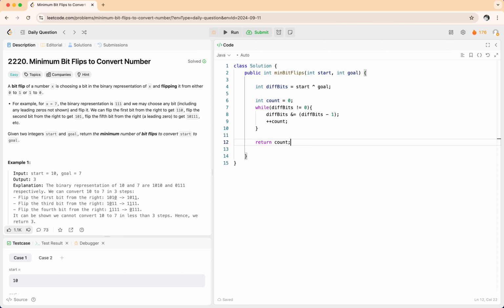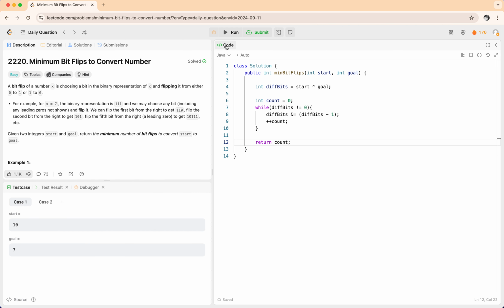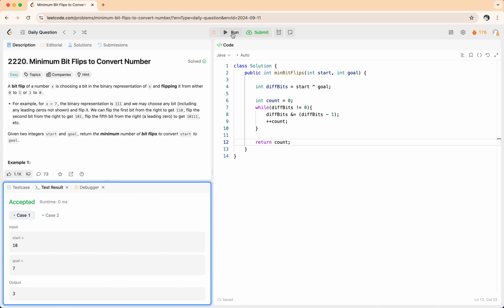Once we do this, the problem is solved. So let's see what we get after running this solution. Perfect.